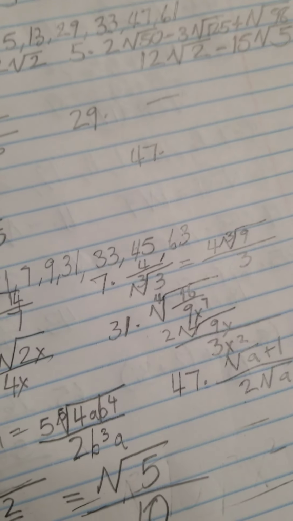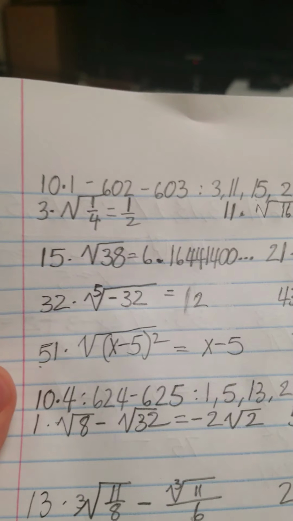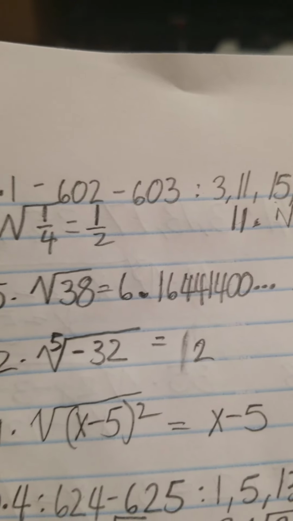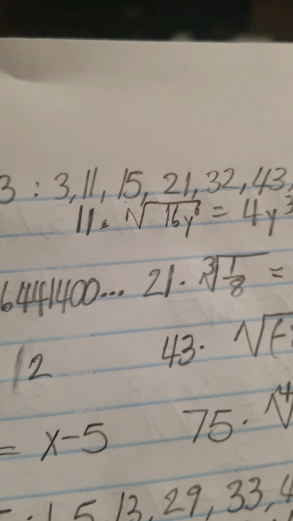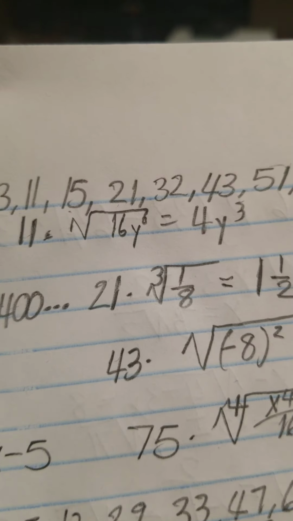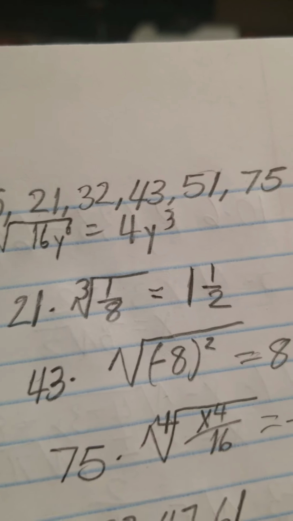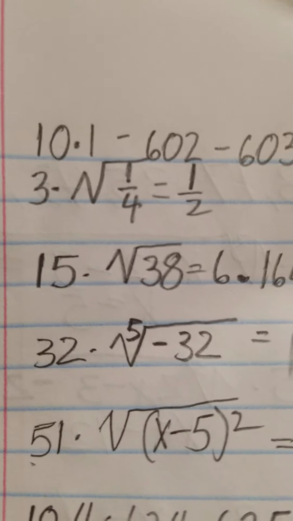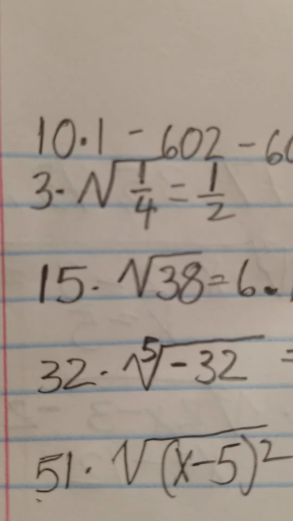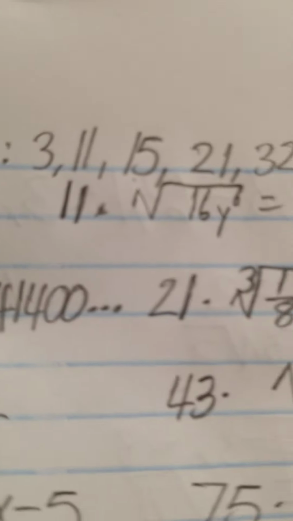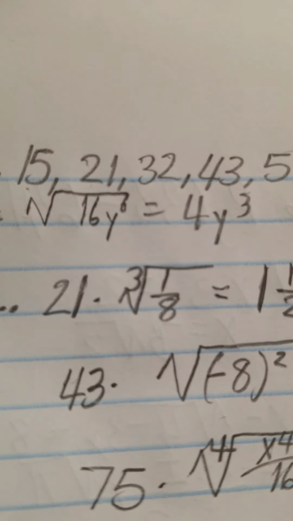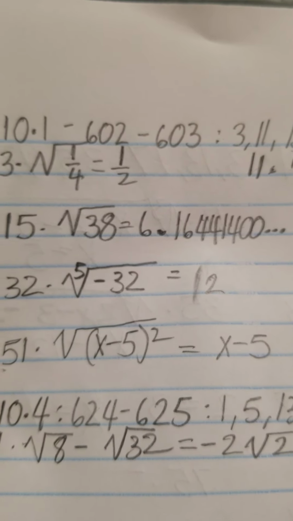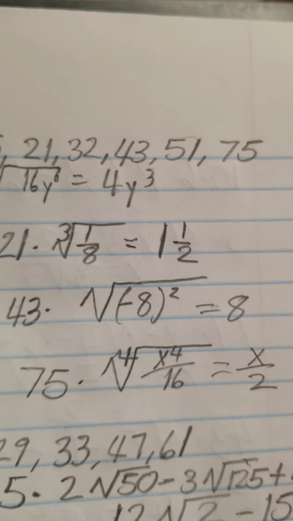Next up is Chapter 10. First off, I've got 10.1, which is 602 to 603. 3, 11, 15, 21, 32, 43, 51, and 75. There's number 3. Number 11. Number 15. Number 21.